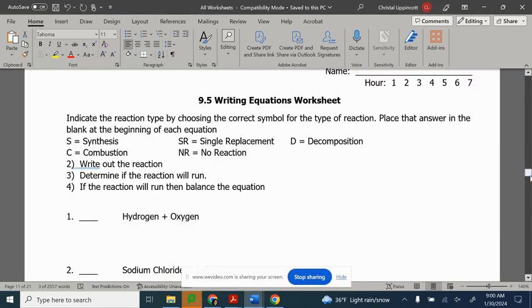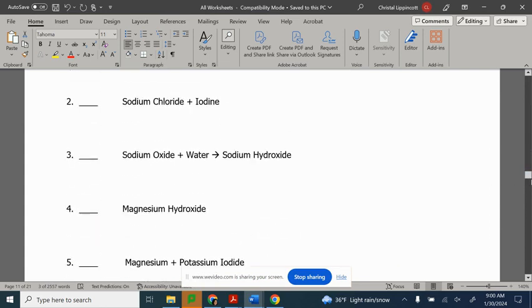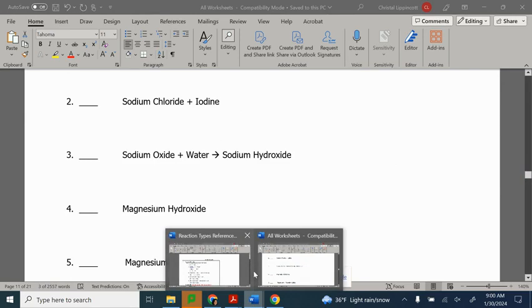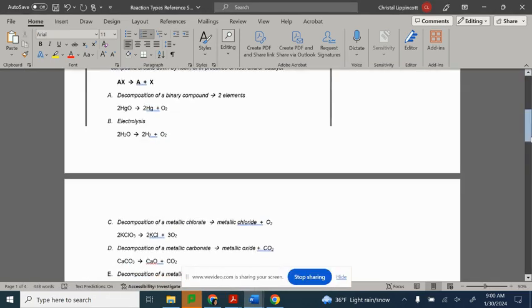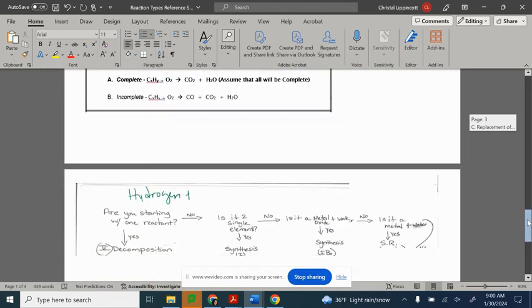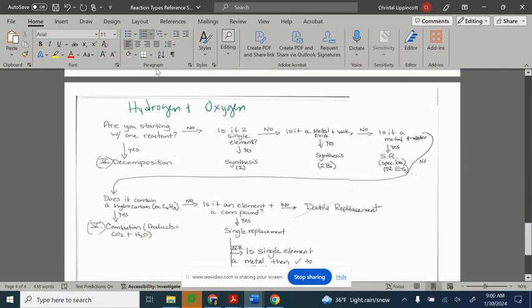The next one just says sodium chloride plus iodine. So the next one, go over here. Here's our flow chart. Sodium chloride plus iodine is the next one. Are you starting with one reactant? No. So we go over here. Is it 2 single elements? Is this a single element? No. So we go over here.